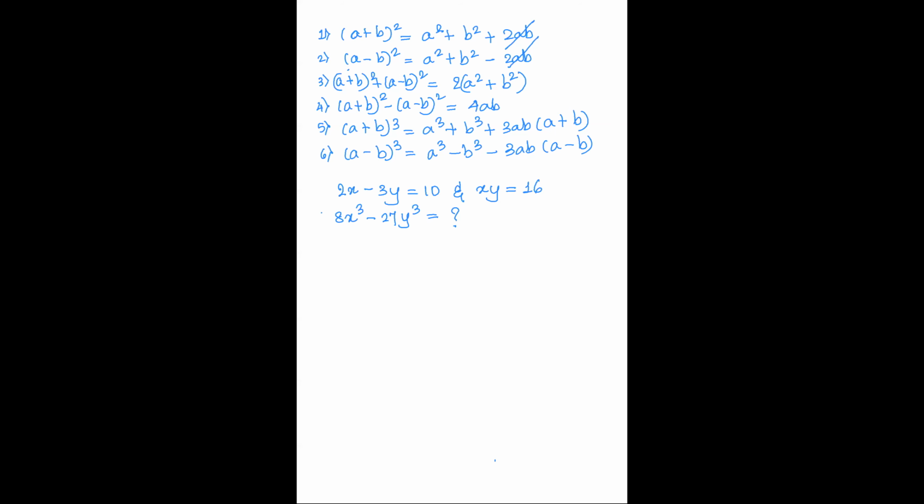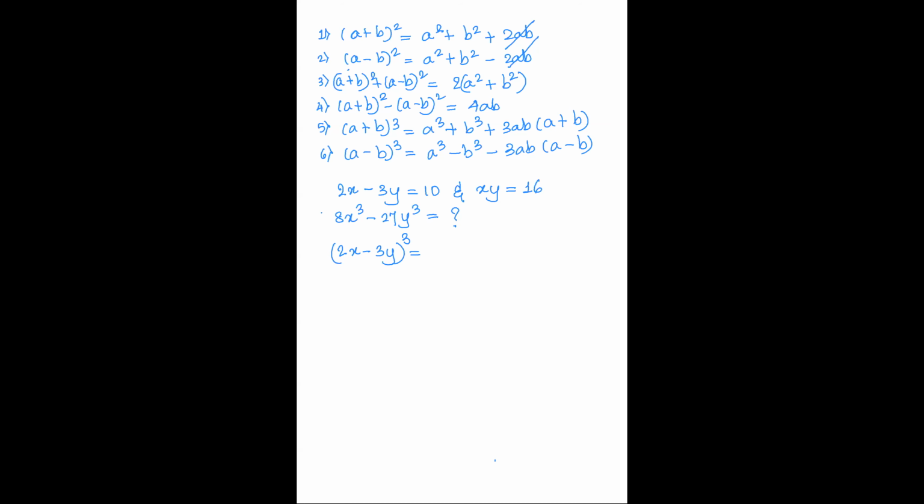Okay, so 27y cube is basically the cube of 3y. Chalo, let us use the formula number 6. That is a minus b the whole cube is equal to a cube minus b cube minus 3ab into a minus b. Here we go. 2x minus 3y the whole cube. Let us expand, students.